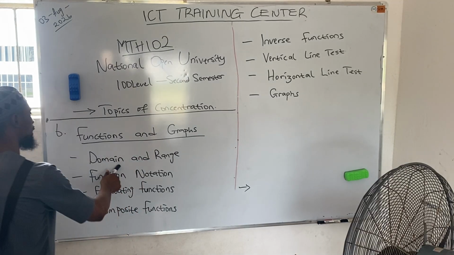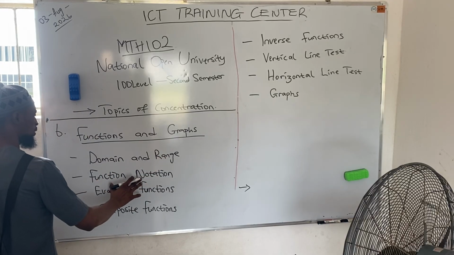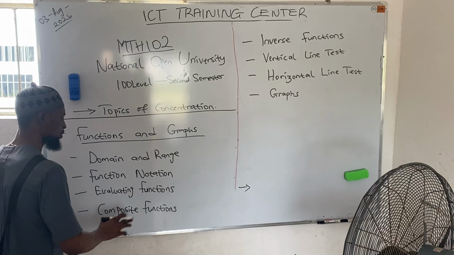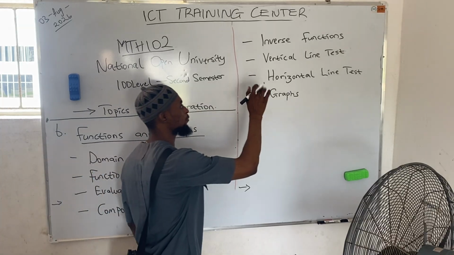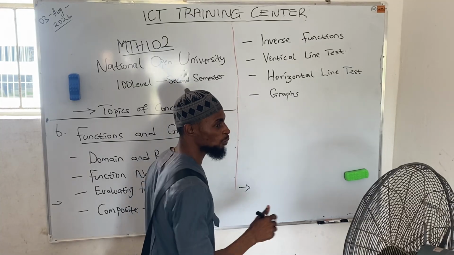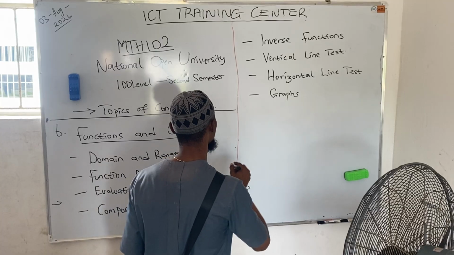The first one here is domain and range. The next one, function notation. We have evaluating functions, composite functions, and inverse functions, then the vertical line test and horizontal line test before we have the graphs, okay? So please do well to take down this whole thing, right?